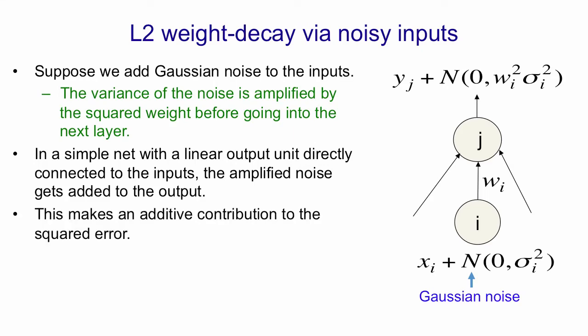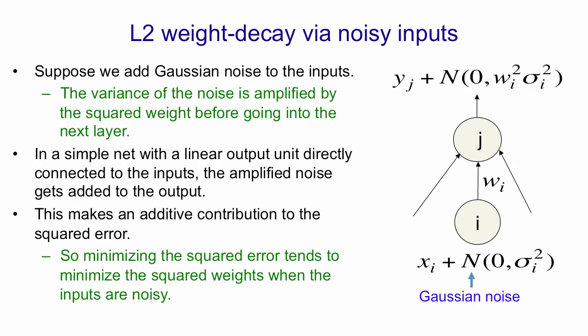This additional variance makes an additive contribution to the squared error. You can think of it like Pythagoras' theorem, that the squared error is going to be the sum of the squared error caused by yj and this additional noise, because the noise is independent of yj. So when we minimize the total squared error, we'll minimize the squared error that would come out if it was a noise-free system, and in addition we'll be minimizing that second term. That is, we'll be minimizing the expected squared value of that second term, and the expected squared value is just wi squared sigma i squared, so that corresponds to an L2 penalty on wi with a penalty strength of sigma i squared.